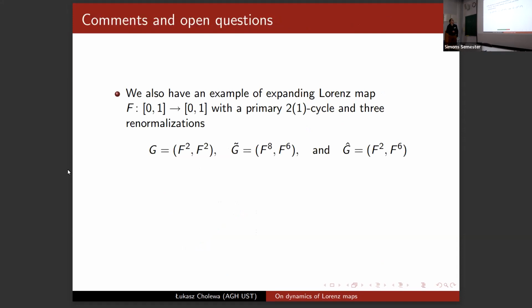Okay, and the last thing, we have an example of a Lorenz map with a primary 2-1 cycle and 3 renormalizations. This one is for sure because we have our theorem, and we also found this one and this one. And it turns out that the sets JG related to these renormalizations are all equal, and if I use it in the procedure from Ding's theorem, I can only obtain this one. So it suggests that the most problematic renormalizations are these where the L and R are not equal.